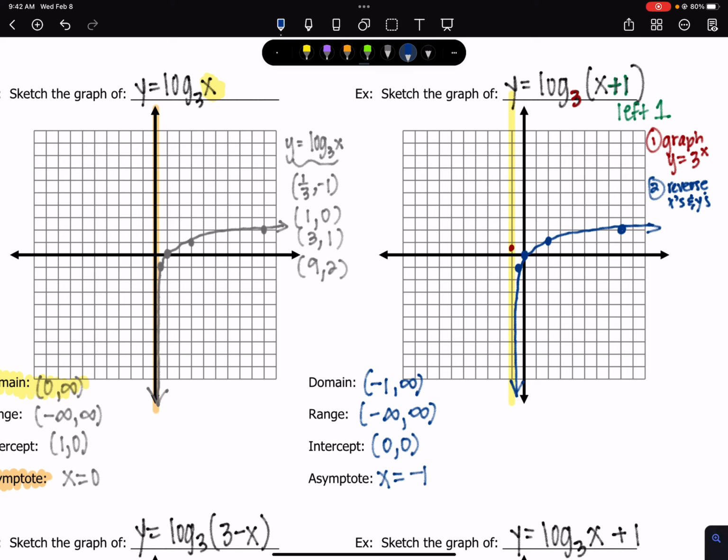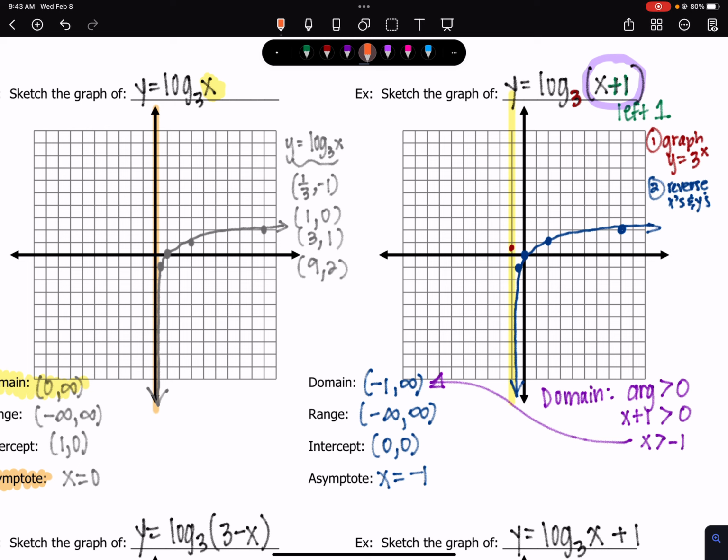Now there's something else I want to show you here, and it has to do with the argument. Your domain will always be where your argument is greater than 0. So in this case, my argument is x plus 1. I'm going to set that greater than 0. x is greater than negative 1. In interval notation, that's negative 1 to infinity.